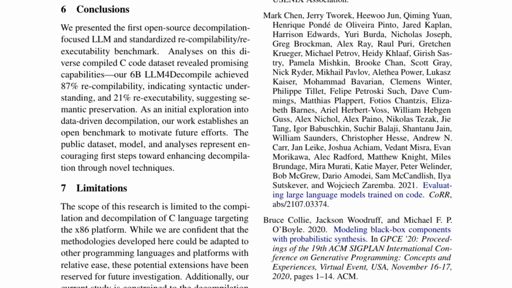6. Conclusions. We presented the first open-source decompilation-focused LLM and standardized recompilability, re-executability benchmark. Analyses on this diverse compiled C code dataset revealed promising capabilities. Our 6B model achieved 87% recompilability, indicating syntactic understanding, and 21% re-executability, suggesting semantic preservation. As an initial exploration into data-driven decompilation, our work establishes an open benchmark to motivate future efforts. The public dataset, model, and analyses represent encouraging first steps toward enhancing decompilation through novel techniques.